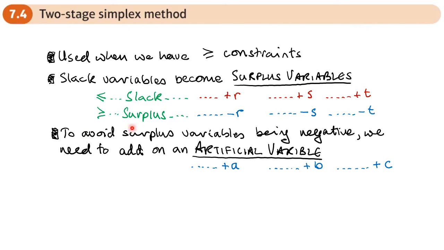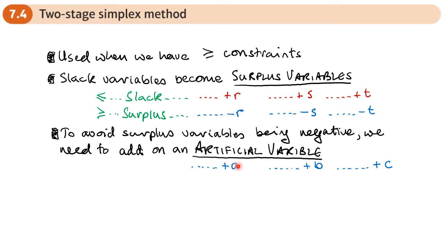Now, since we are subtracting a variable here, we could end up with this variable having a negative value. And we know from the work we've done before, slack variables need to be positive and surplus variables need to be positive. So to avoid surplus variables becoming negative, we need to add on what we call an artificial variable. So in our process of turning our greater than or equal to constraints into equations, we need to add on an artificial variable.